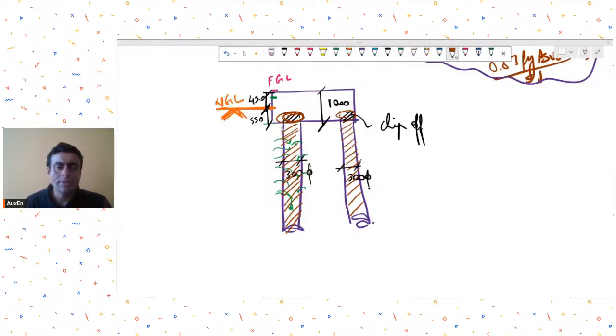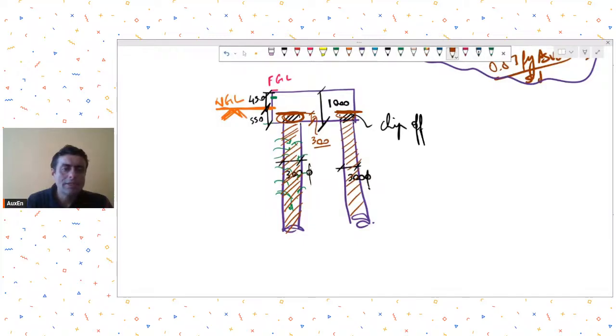So what we do is that we cast an extra length of pile. Generally we take it up to 1 dia, or some people take it up to 1.5 dia also. So let's say I take it up to 1 dia. So I'll cast 300 mm extra. So I will be casting my pile till this level.